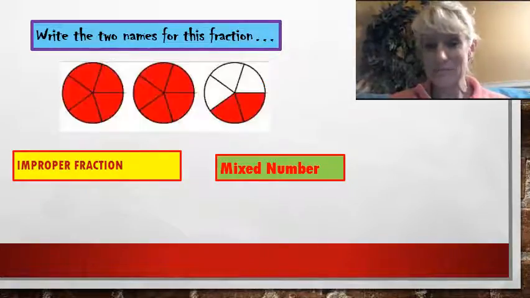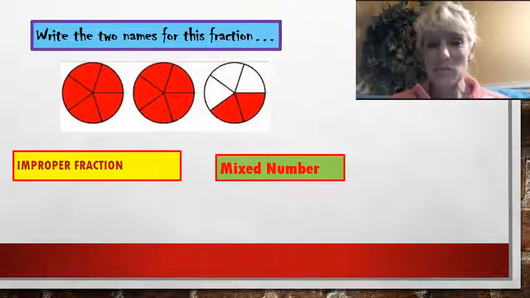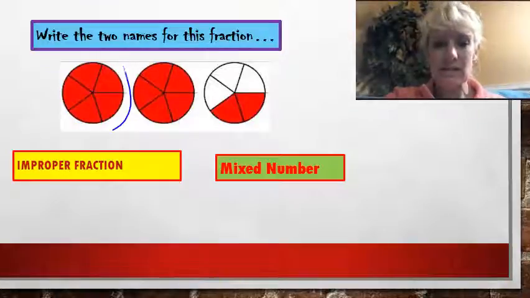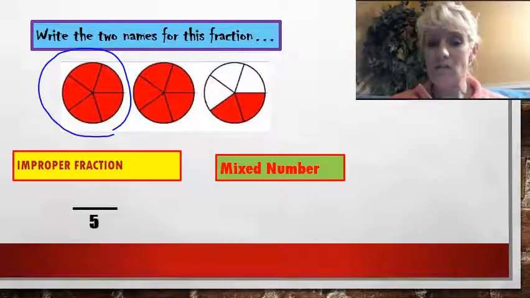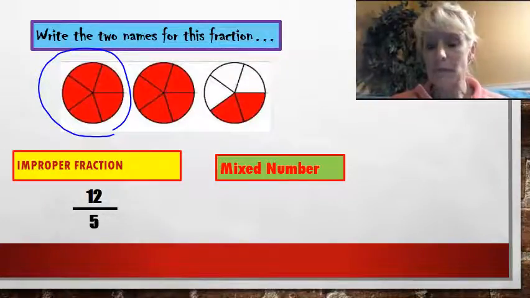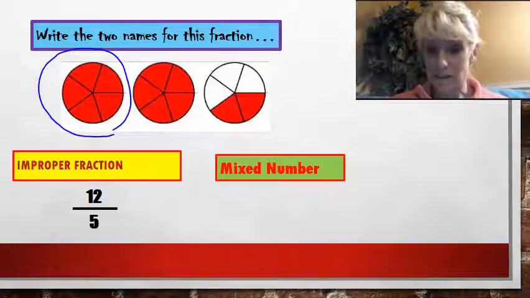Let's try the next one. The next one, we're going to have to find the two names for this fraction. So the first thing I want to do is circle one of these to decide how many parts there are. As I'm looking, I can count and I see that there are 5 parts. When I count up all of the red ones, I see that there are a total of 12 red parts. So my improper fraction is 12/5.